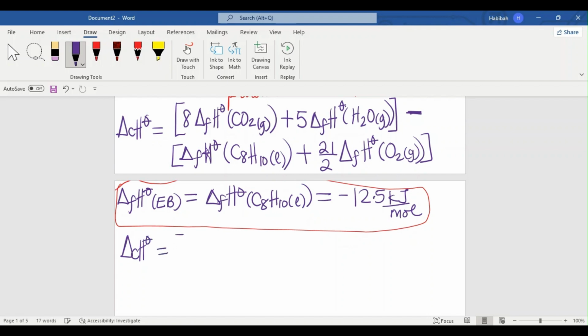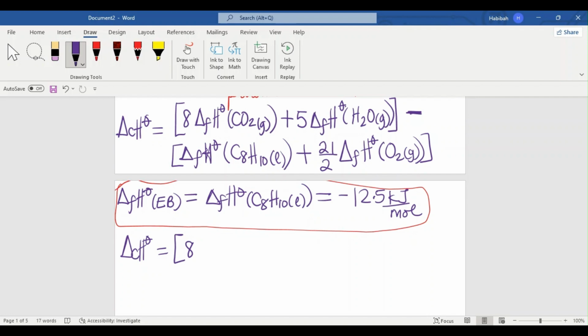We know now that 8 times the standard enthalpy of formation of CO2 gas. Some of you may be wondering, well, they only gave us the one for ethylbenzene. They did not give us the one for oxygen, H2O, or CO2. Many times when you have questions like this, there's going to be a resource section of your textbook that has all of this information. So right now, they didn't give us the standard enthalpy for CO2.